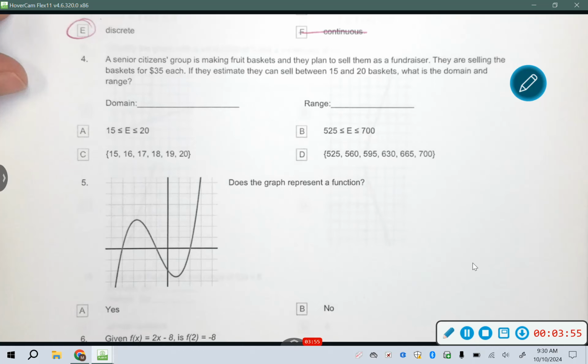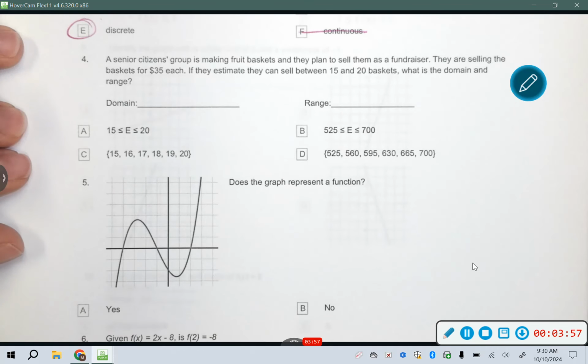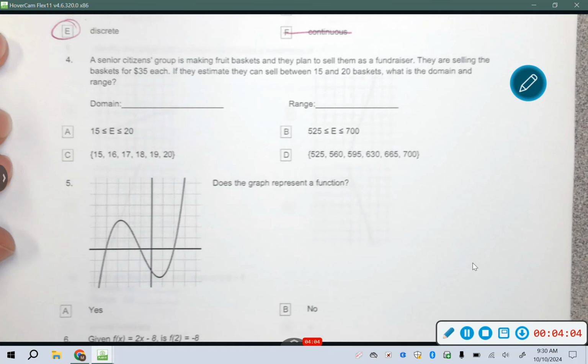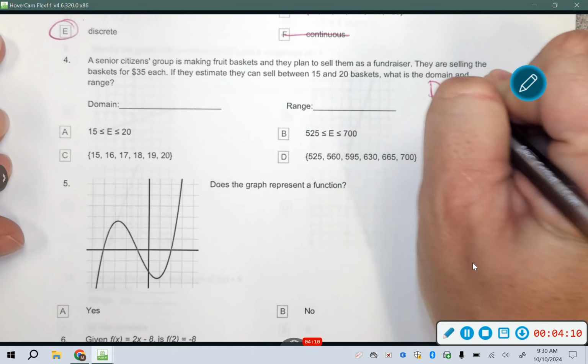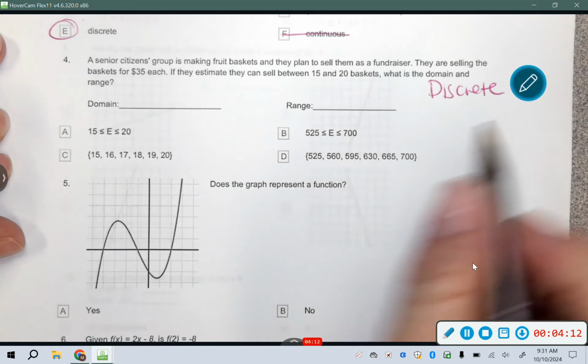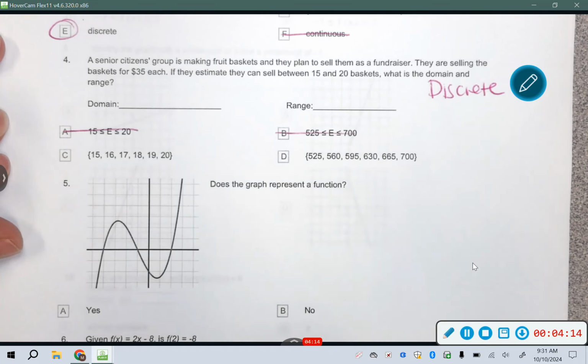Okay, look at number 4. Number 4 says a senior citizen group is making fruit baskets and they plan to sell them at a fundraiser. Well, think about it this way. We need to know discrete versus continuous. And I know that if I'm selling fruit baskets, I'm going to count how many I sell, not measure. So this is discrete. So I know that A and B are wrong because those are continuous answers.